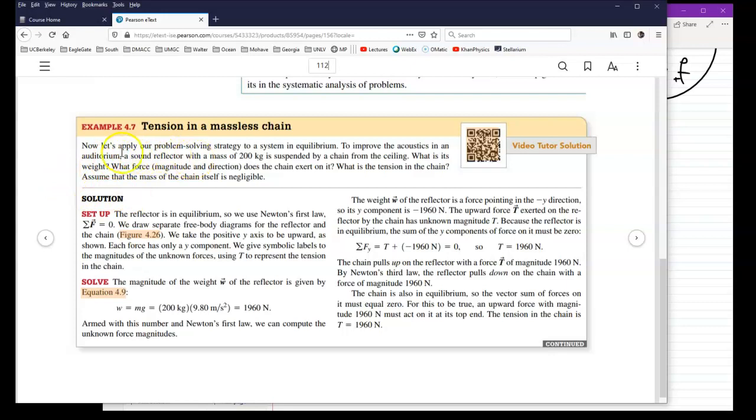He says, let's apply our problem solving strategy to a system in equilibrium. Okay. Now equilibrium, that means all the forces on it are equal to 0. That's a big subject. We're going to talk about it later. Okay. He said to improve the acoustics in an auditorium, a sound reflector with a mass of 200 kilogram is suspended by a chain from the ceiling. What is its weight? What force, magnitude, and direction does the chain exert on it? What's the tension in the chain? Assume that the mass of the chain and so on. And if you go to the next page, you see the picture of this thing.